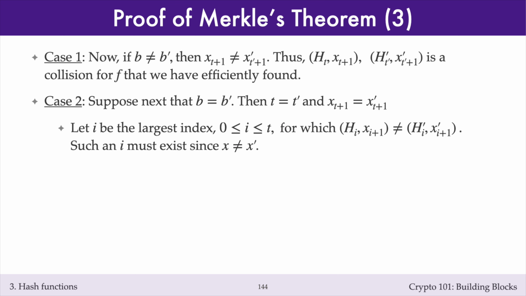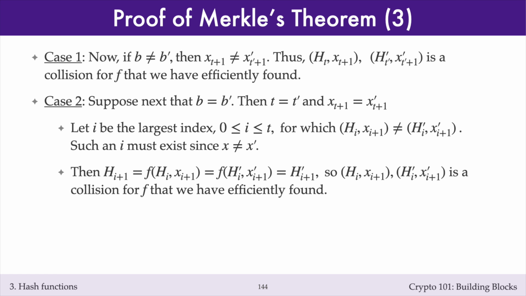Here's a concise summary of the argument. Let i be the largest index between 0 and t, for which Hi || X(i+1) is not equal to H'i || X'(i+1). Such an i must exist since X and X' are different messages. Then, these two strings are distinct inputs to F, whereas the outputs of F, H(i+1) and H'(i+1), are equal to each other. Hence, these two strings form a collision for F that we have efficiently found. This shows that F is not collision resistant. And so we've proven that if H is not CR, then F is also not CR.